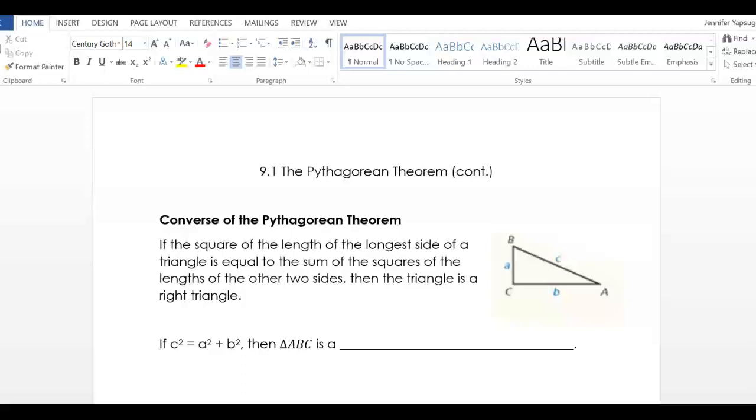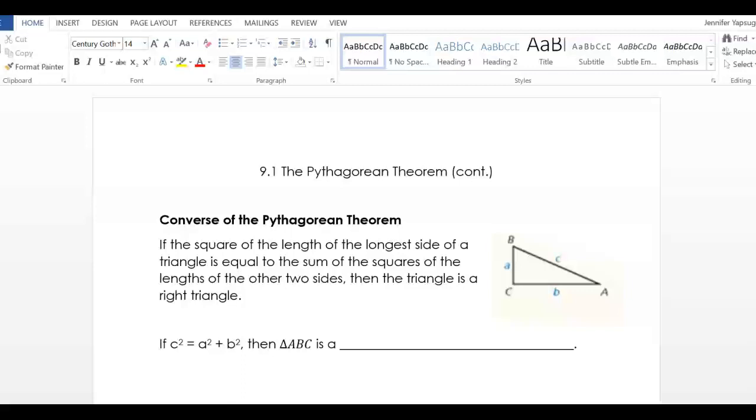Today we're going to be looking at the converse of that theorem and then also how it relates to triangles that are acute or obtuse. So we'll run through a couple of examples together and then you'll have a little assignment to practice these skills. So let's get started with the converse of the Pythagorean theorem.